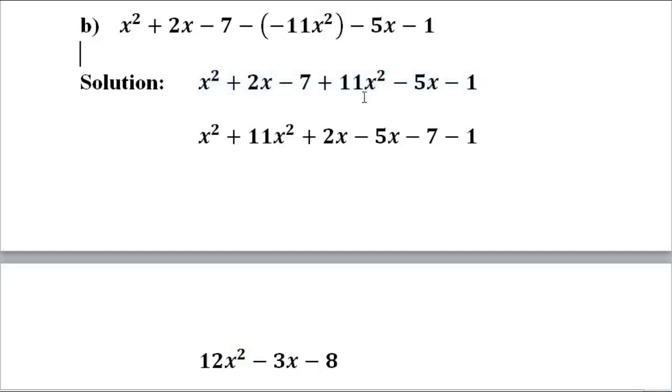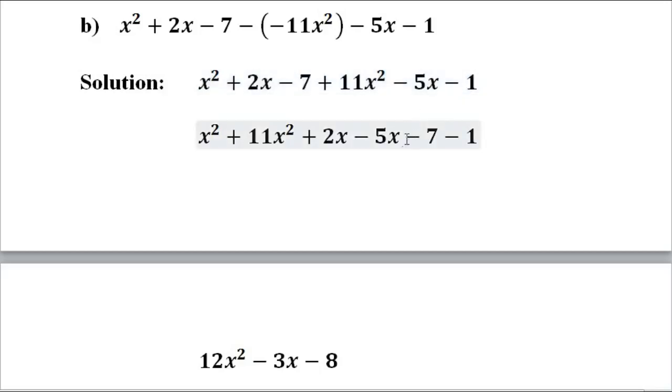Now, I'm going to combine like terms in this expression. We have positive x squared and positive 11x squared with the same variable x and the same power. Next, we have positive 2x and negative 5x with the same variable x and the same power. Remember, when we don't have an exponent attached to a variable, there is an understood exponent of 1. Anything to the power of 1 is just itself. Next, we have constant terms negative 7 and negative 1.